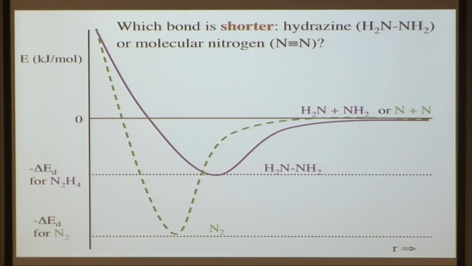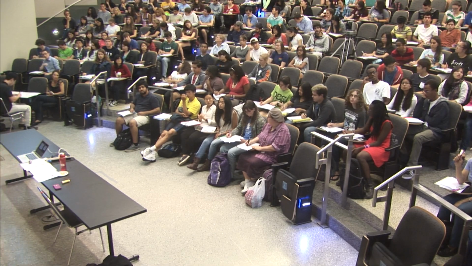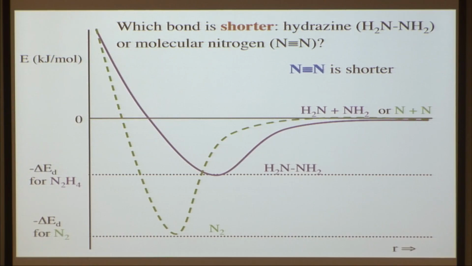All right, so we can also look at this plot and ask the question, which has a shorter bond? What do you think? Which bond is shorter? Nitrogen as well. Right, so nitrogen is also the shorter bond. And we know this because this is increasing distance, and this is closer to the axis. So this has a shorter distance.